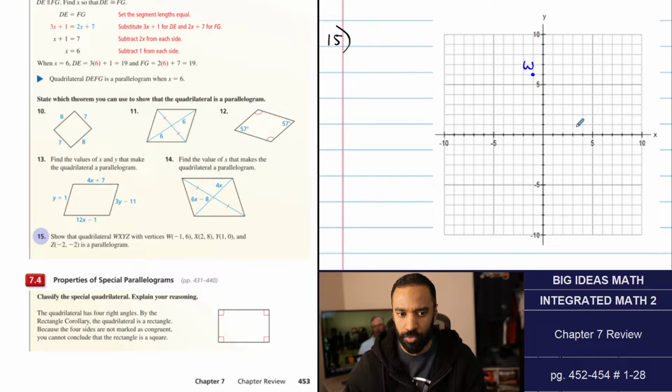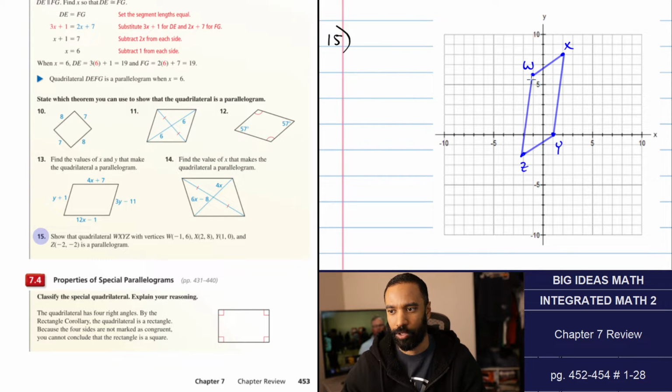So W, X, Y, and Z. Okay. We can't say it looks like it, because I could make a parallelogram, I can make something else that looks like it and is not. We're going more based off other information.